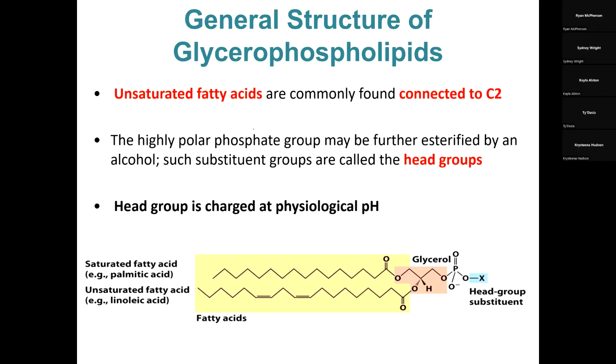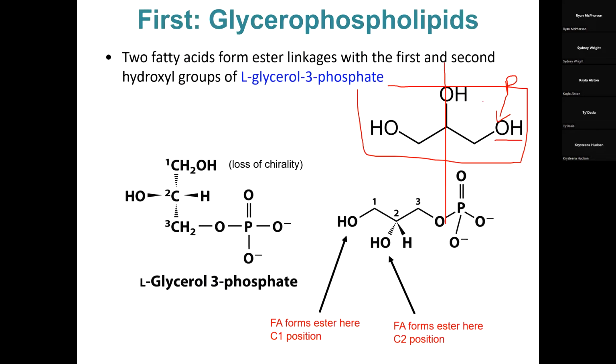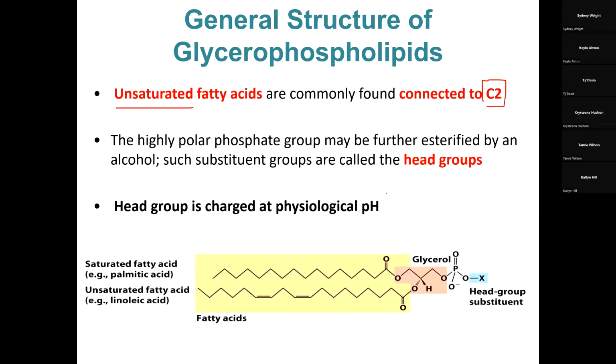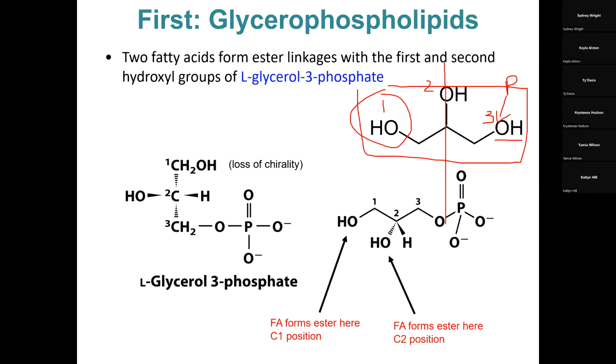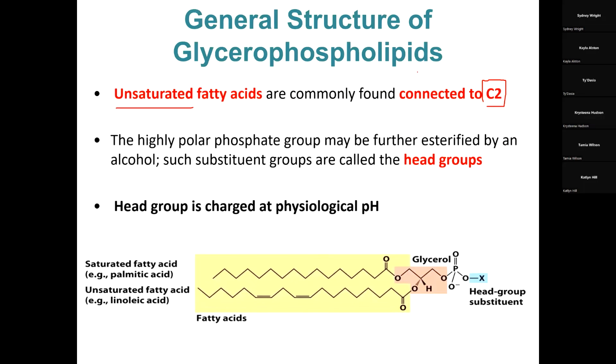Normally it is unsaturated fatty acids which are joined to the carbon 2. So remember, going back, carbon 1, 2, and 3, with 3 being the one that's got the phosphate group onto it. So carbon 1, and the fatty acid joined to carbon 2 tends to be unsaturated.